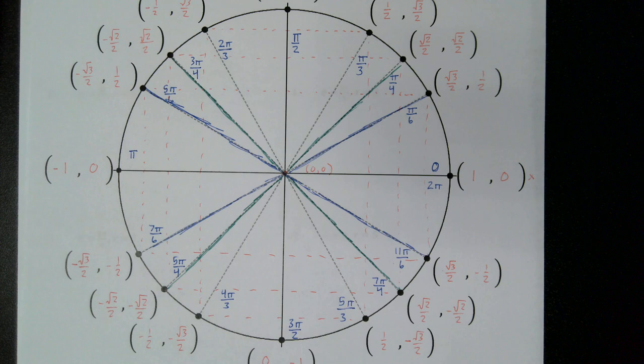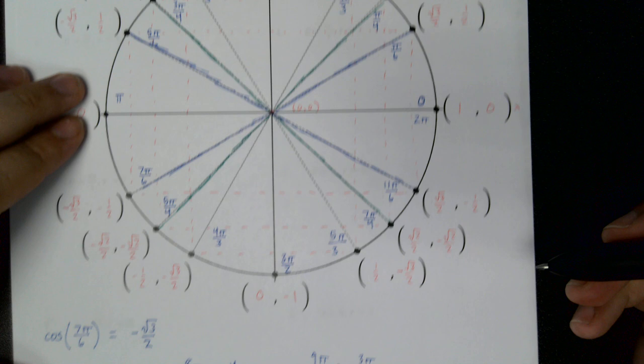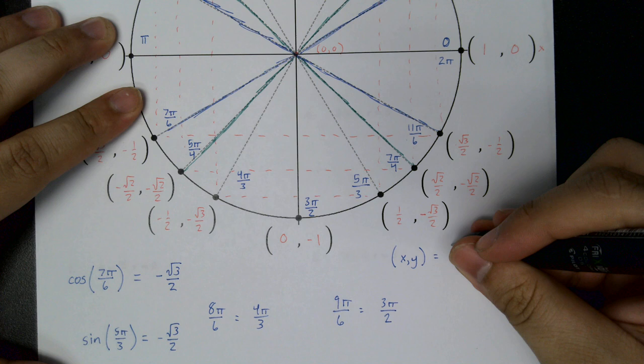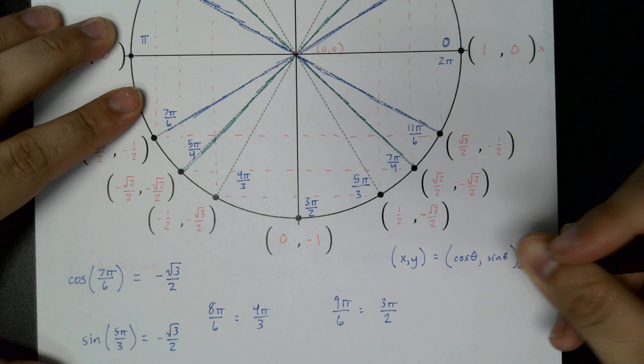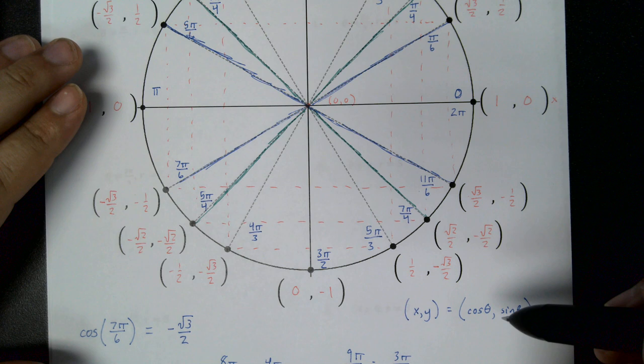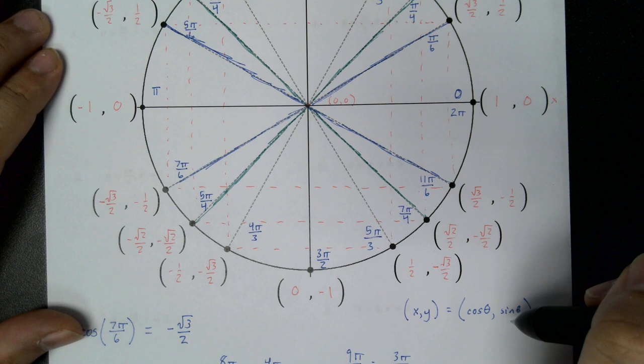And any coordinate on here, because the radius for all of these is 1 because we're on the unit circle, any xy coordinate on here will be given by cosine of theta, sine of theta. And so, as long as you know what the angle is, and if you're just interested in the x or y coordinate, so if you're interested in the cosine, look at the x coordinate. If you're interested in sine, look at the y coordinate. And that's how we get the unit circle from first principles.